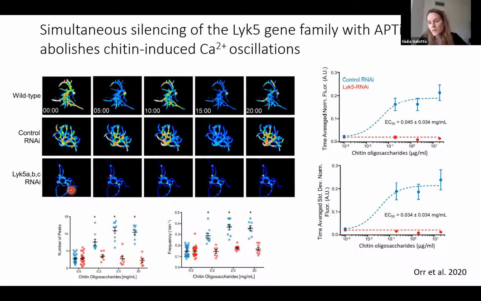Then we quantified the data in the same way that I showed you before, so that we measure the fluorescence, the standard deviation of the fluorescence, and then the number of peaks and the peak frequency. In blue is the control of the RNAi, and in red is the LIC5 RNAi. You can see that when we do the RNAi of LIC5, the response of calcium is basically nothing. It's basically 0.